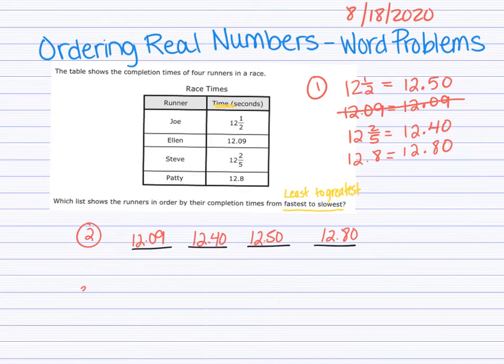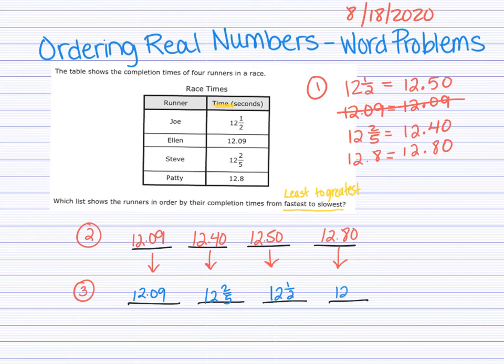And then finally, I'm going to convert to the original numbers. And my original numbers are 12.09, that was, and followed by 12 and 2 fifths, followed by 12.5, and then 12.8.